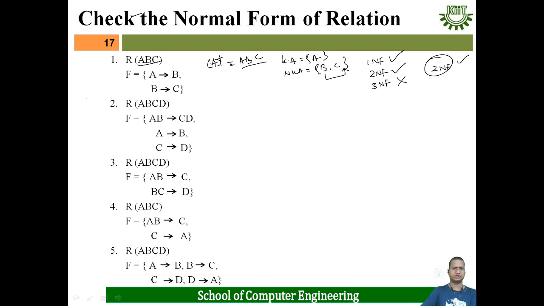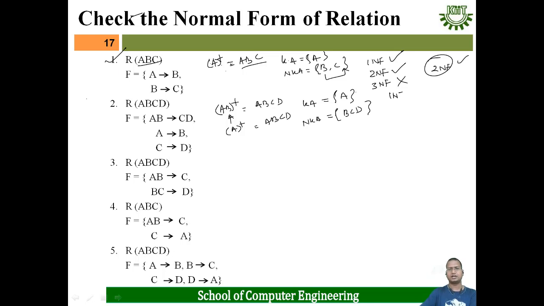Now check for the second question. That means we have completed question number 1, then question number 2. In this case, similarly, we have to find out the candidate key. Suppose I take AB, then AB closure will be ABCD. Then B can be replaced by A here. That means A closure will be ABCD. Similarly, the only candidate key is A. That means the key attribute is A, and the non-key attributes are B, C, D.